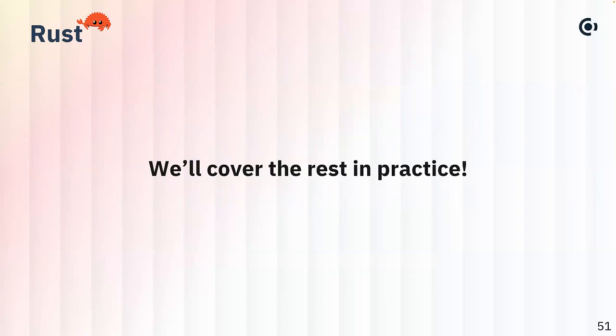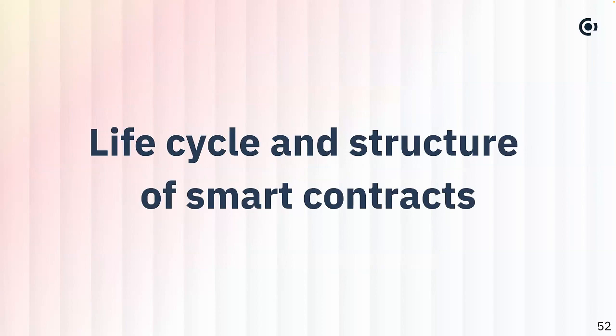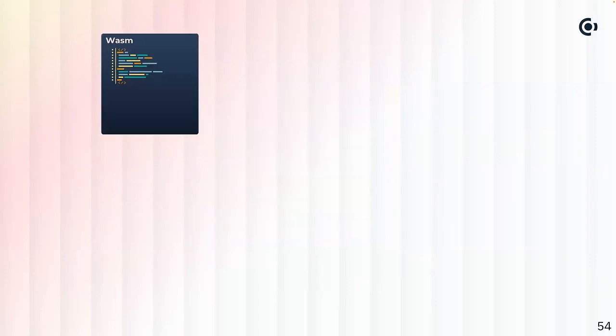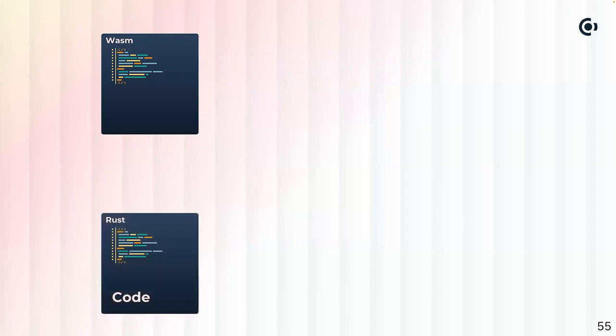But first, we'll look at the lifecycle and structure of smart contracts. So on Concordium, the on-chain language is WebAssembly, or WASM for short. You typically write your smart contracts in Rust, and then you compile it to a WASM module. And there can be one or more contracts in each module.